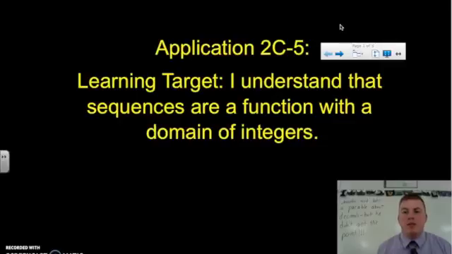Welcome to application 2C-5. This is your very last application before we end our unit 2C. Our learning target is that I understand that sequences are a function with a domain of integers. So we're going to go ahead and get started.